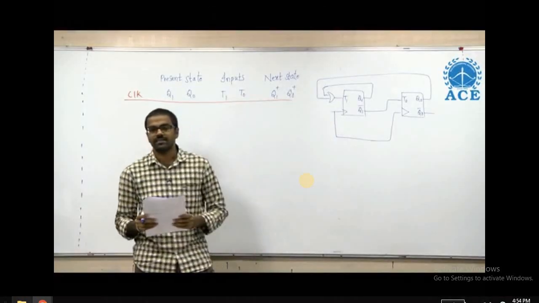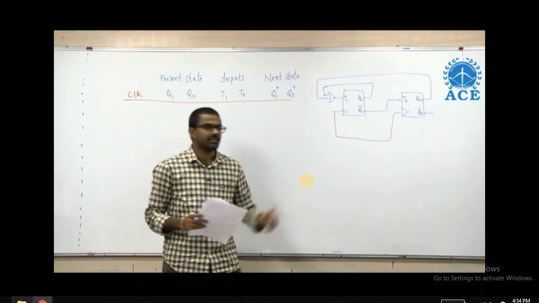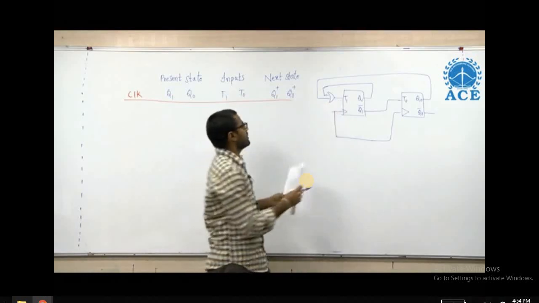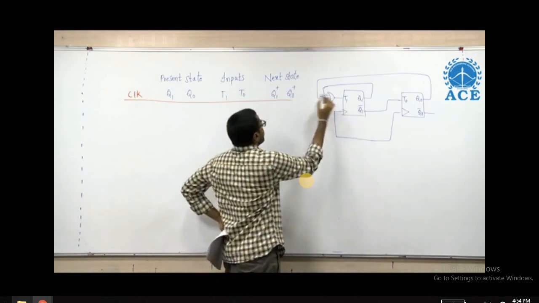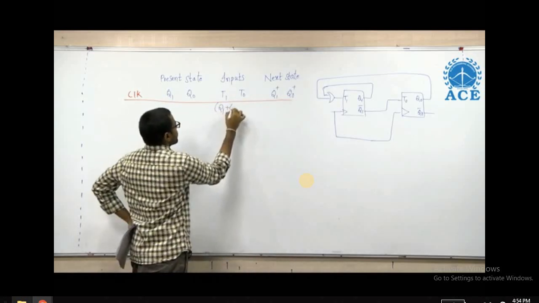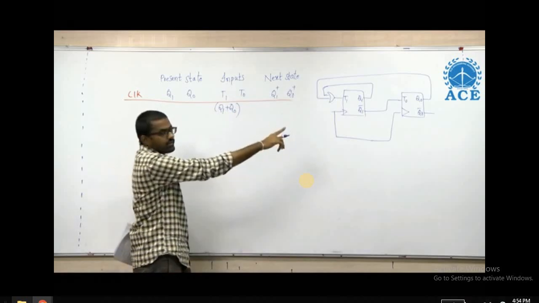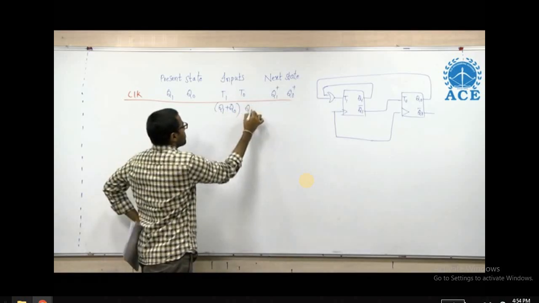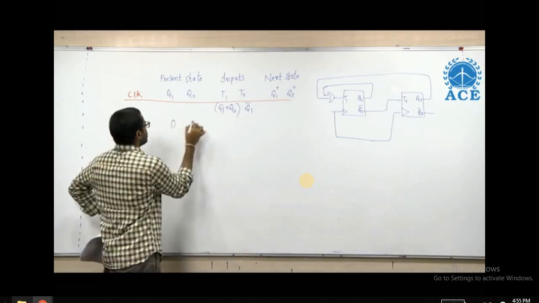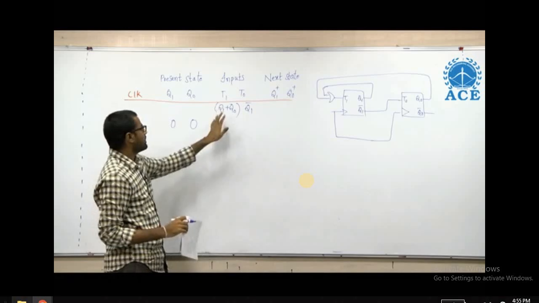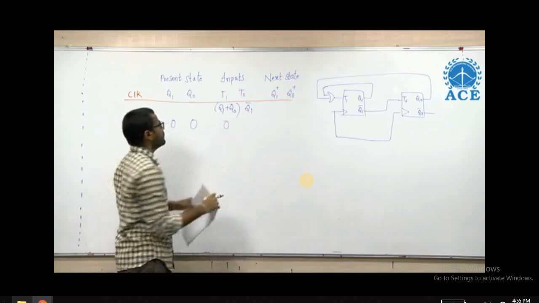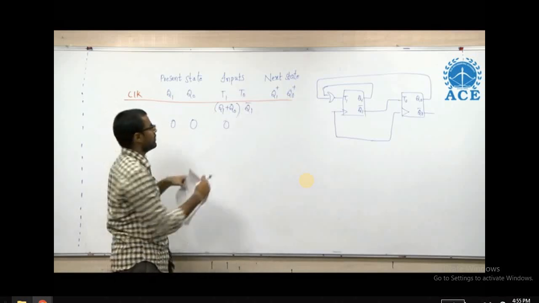Here, for the synchronous circuit, we have to find the modulus of the counter. So let us first take the values of T1 for this. T1 is nothing but Q1 OR with Q0, whereas for T0, the input is Q1 bar. As mentioned in the question, the initial state of the counter is 0, 0. So input for T1 is Q1 OR with Q0, which is 0 OR with 0, it's 0. And for T0, it's Q1 bar, which is nothing but 1.